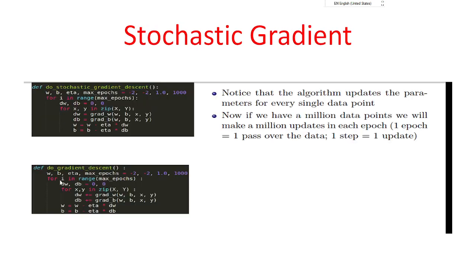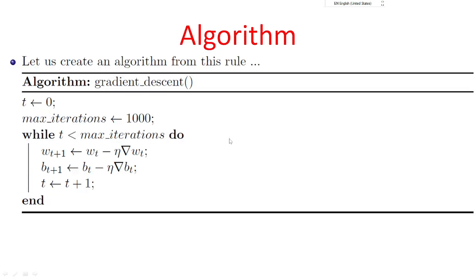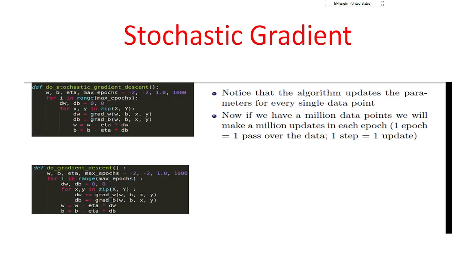Next is stochastic gradient. Now we can see what is the difference between the stochastic gradient and the gradient descent. The stochastic gradient algorithm updates the parameter for every single data point. In gradient descent, the updation is done for every epoch. What is an epoch? An epoch is one pass over the complete data. Only after one pass over the complete data will it update. This is stochastic gradient. This is gradient descent.